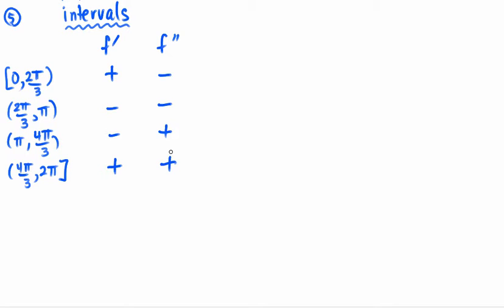The first and second derivative equations give me positive and negative in these ways. Therefore, if it is concave down but increasing, it looks like this. Then concave down and decreasing looks like this. Concave up and decreasing looks like this. And concave up and increasing looks like this.